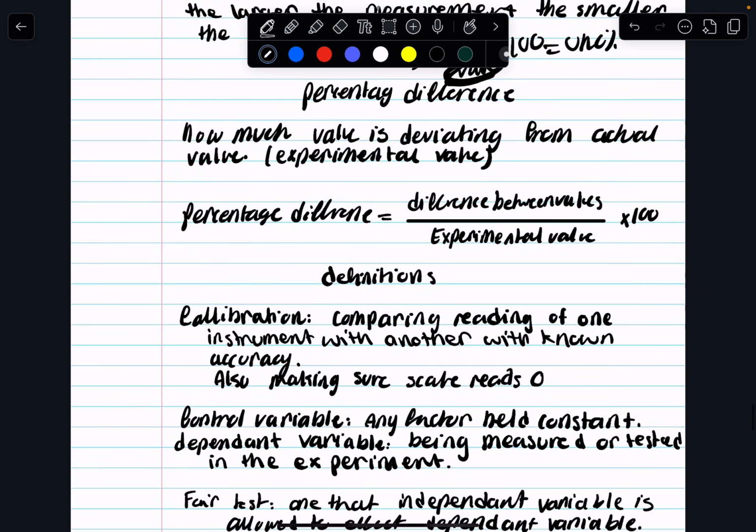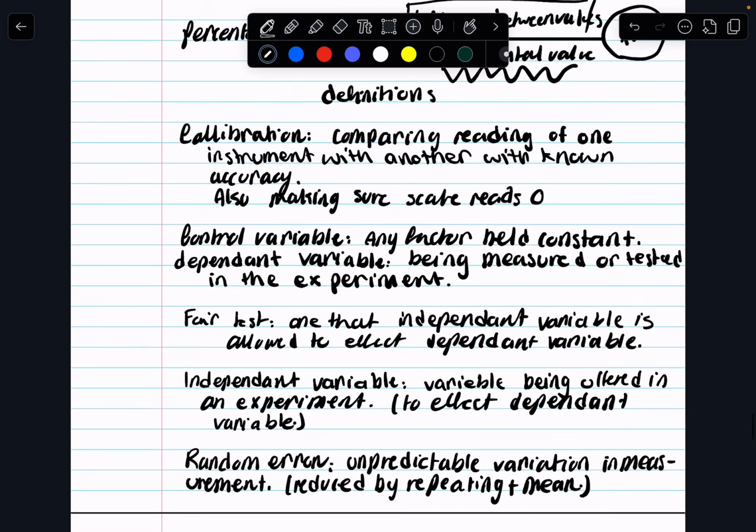Percentage difference. So this is basically how much your value is deviating from the actual value, or how the experimental value is different to the actual. How you calculate that is you get the difference between the values, and then you divide by your experimental value times 100. So now definitions that we need to know.